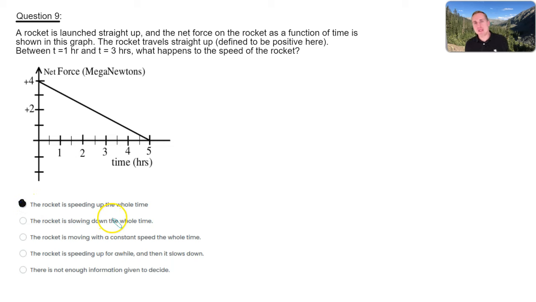So indeed, that's the choice we're just going to go with. So it's not slowing down, it's not moving at a constant speed, and it's not speeding up for a while then slowing down. That would be a positive net force and a negative net force. So I'm just going to go with the first choice, and I think that's all we need to do. This is a pretty quick one. Hope question 9 makes sense.